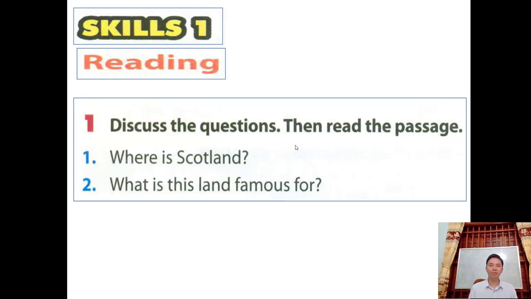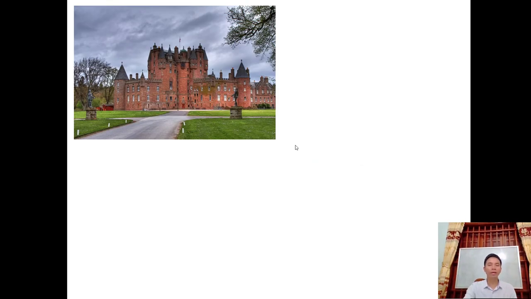Number one, where is Scotland? Number two, what is Scotland famous for? Okay. Now look at some more photos about the country, Scotland. What is it? Is it old or new, modern? Is it a house, a flat, or a castle? Yes, it's a castle, right? It was built with brick, and I think it's centuries old.